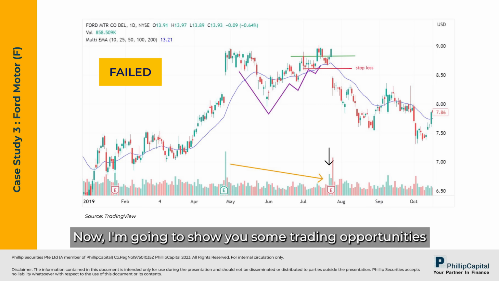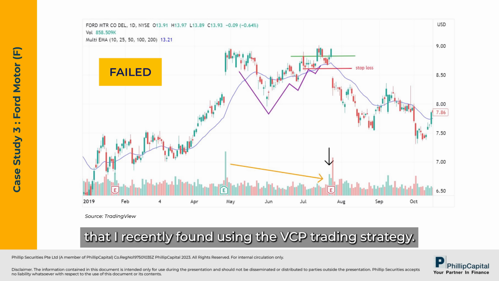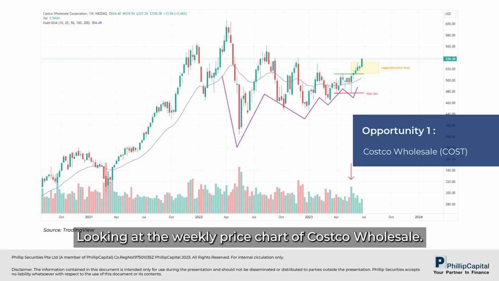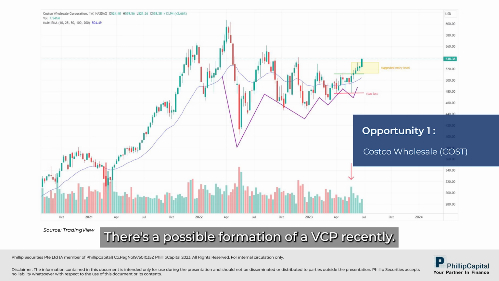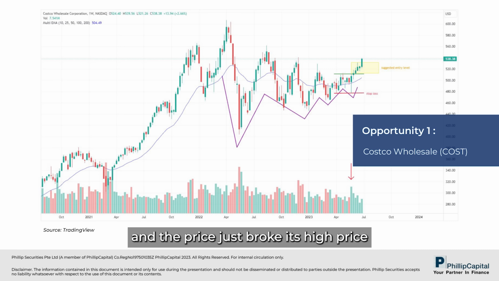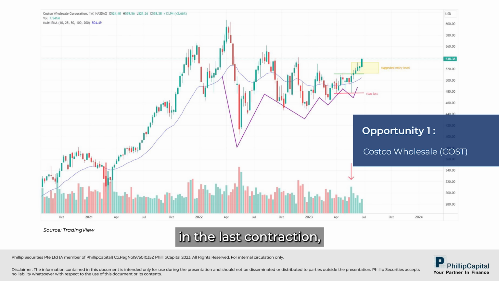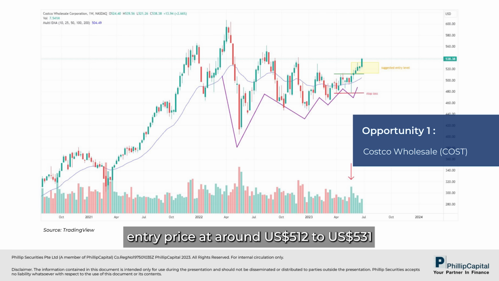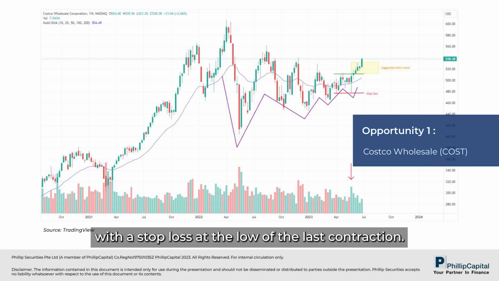Now, I'm going to show you some trading opportunities that I recently found using the VCP trading strategy. Looking at the weekly price chart of Costco Wholesale, there's a possible formation of a VCP recently. At least 3 to 4 contractions were shown, and the price just broke its high price in the last contractions with a surge in volume. A price correction is expected, forming the suggested level of entry price at around $512 to $531 with a stop loss at the low of the last contraction.